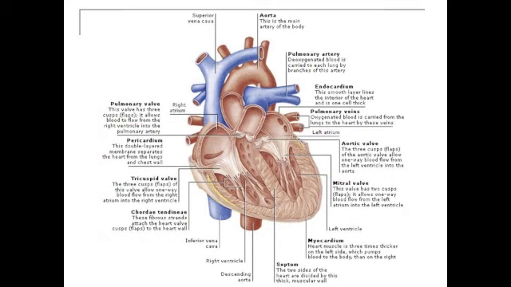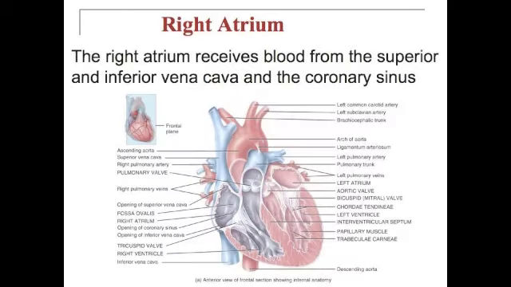So this is figure 20.4 on page 733. Blood flows into the right atrium through the superior vena cava, inferior vena cava, and coronary sinus, and into the left atrium through four pulmonary veins. So this is the same figure on page 733, and we're looking in detail at the right atrium. The right atrium receives blood from the superior and inferior vena cava and the coronary sinus.